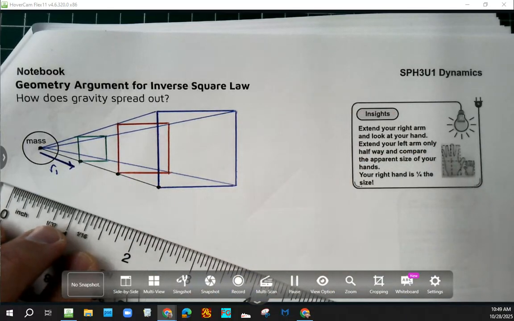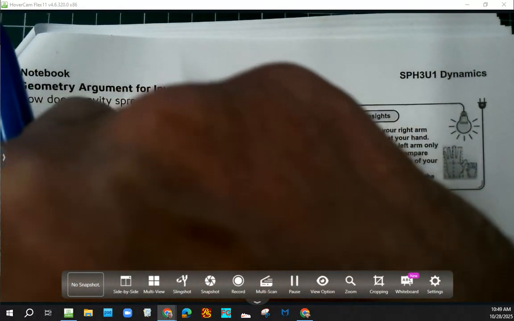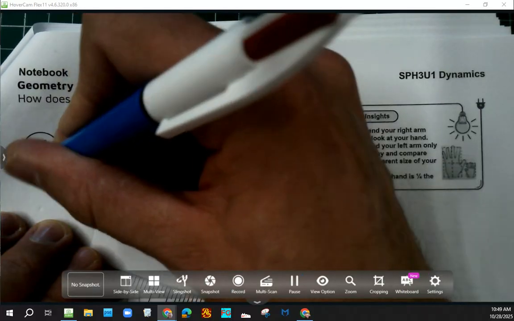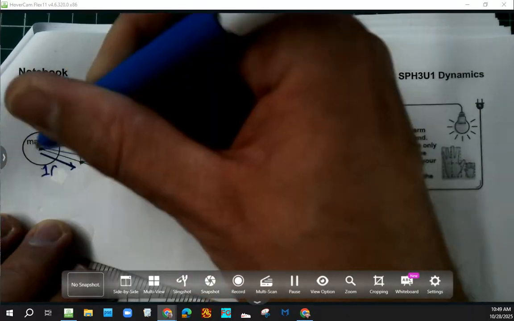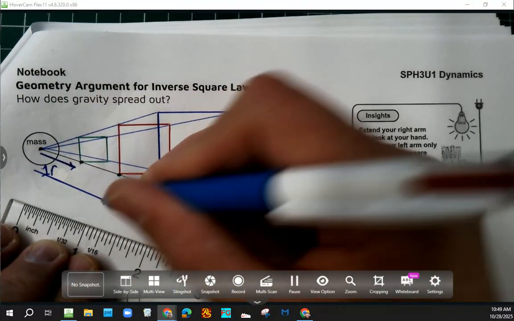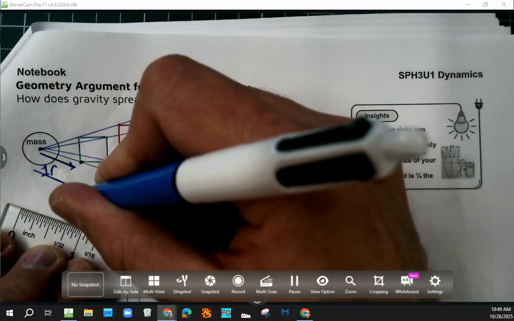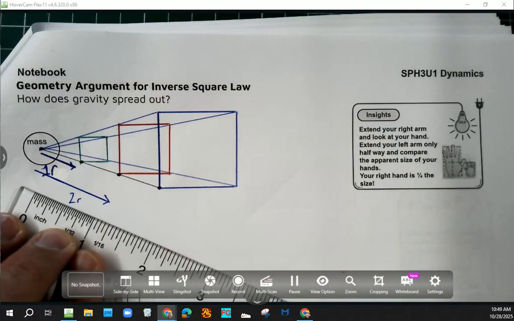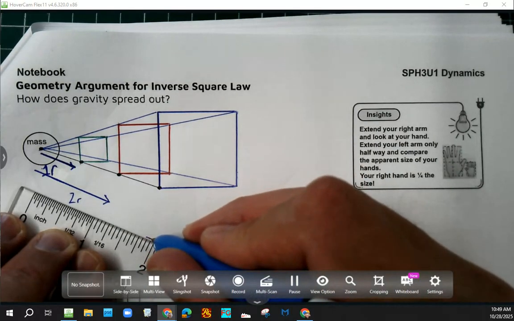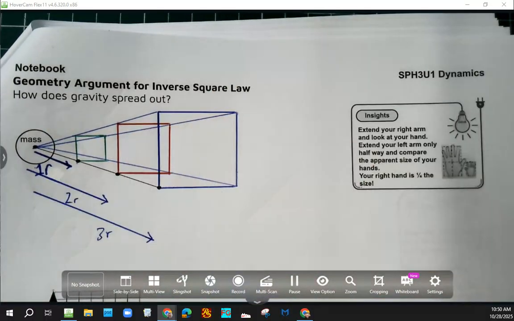Actually, you know what? Maybe I don't even want to call it R1. Maybe I just want to call it, instead of R1, maybe I'll call it 1R. So if I call it 1R, then that means that the next one would be how many R's away? 2 R's, yeah. RR. Yeah, some pirates. 3 R's. RRR. Okay, so 3 times further away.